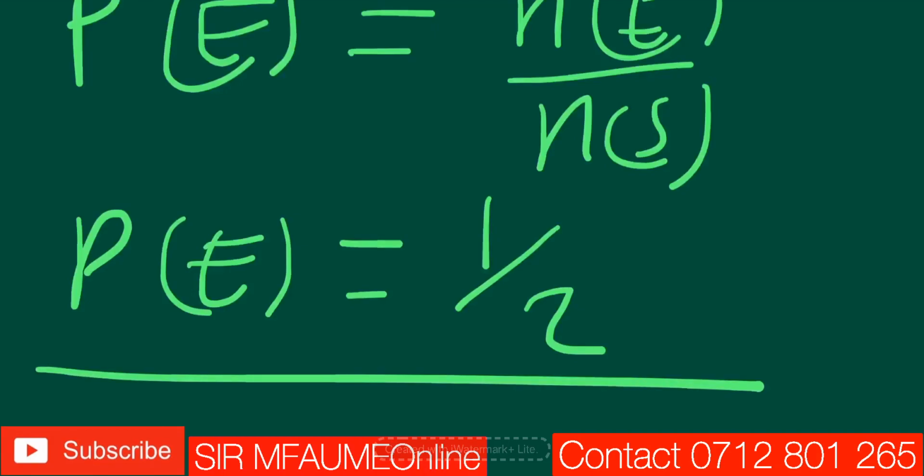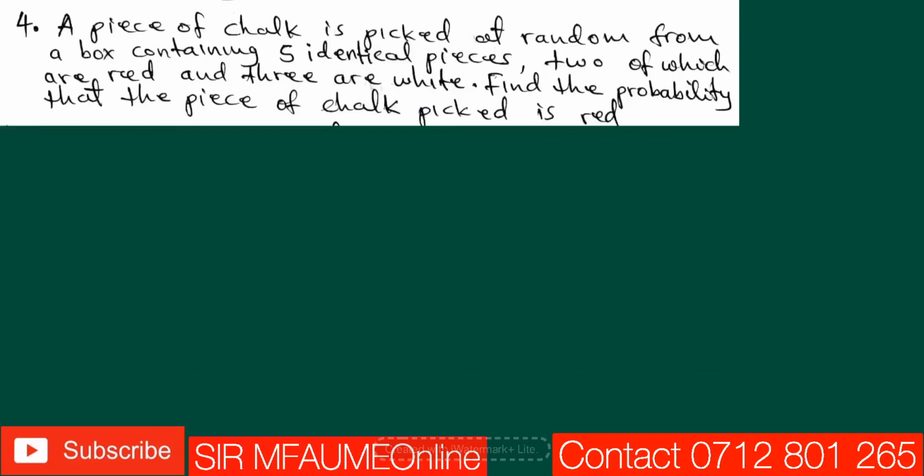Okay, let us shift to question number 4. This question says that a piece of chalk is picked at random from a box containing 5 identical pieces, 2 of which are red and 3 are white. You need to find the probability that the piece of chalk picked is red.